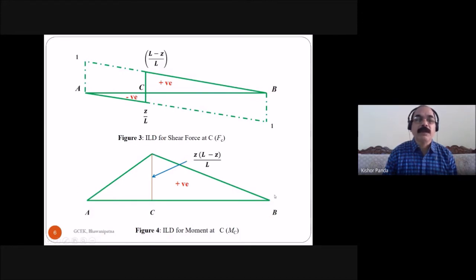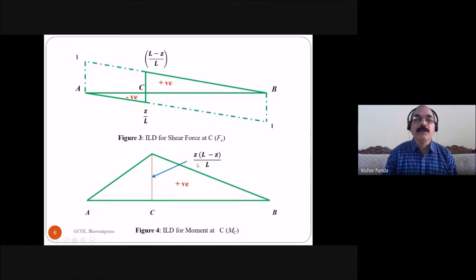This is the influence line diagram. You have to find out, when the load W is moving across a beam, what is the maximum bending moment at the section C. You will get the maximum bending moment at the section itself, at the section C itself.